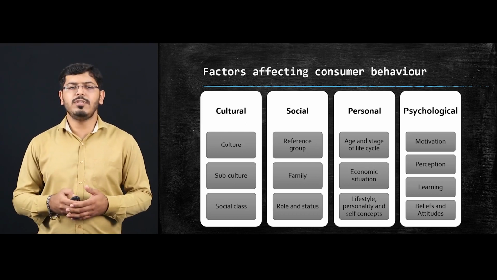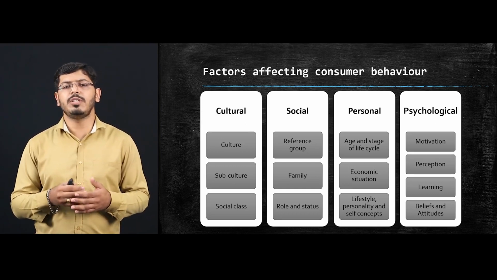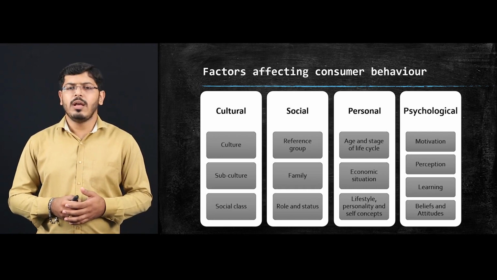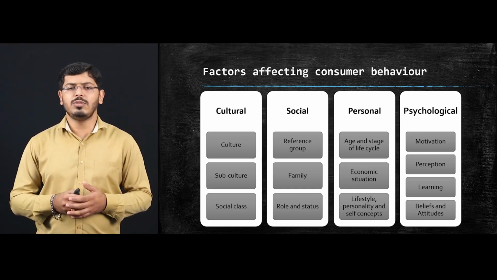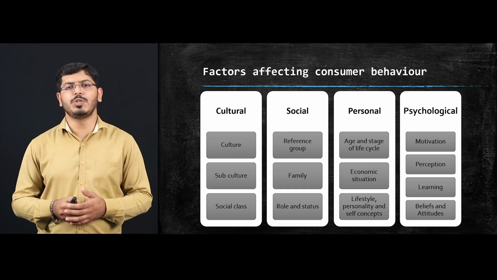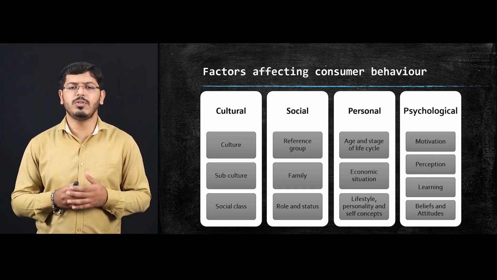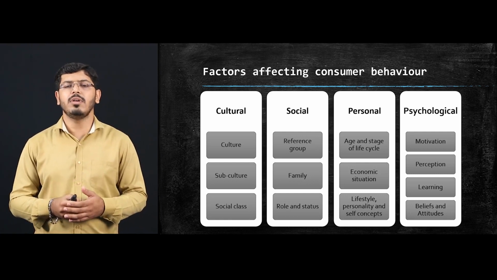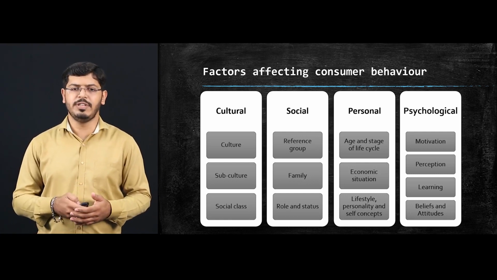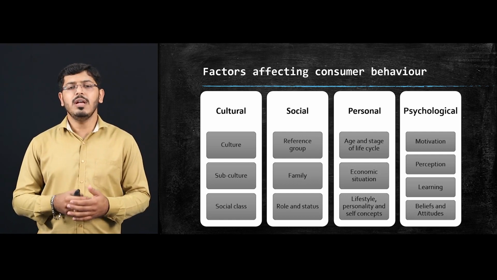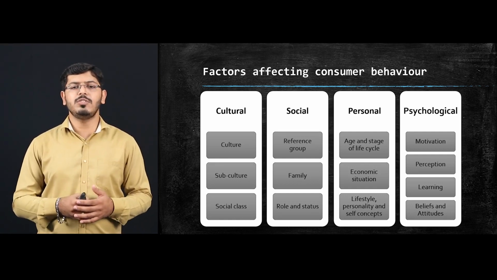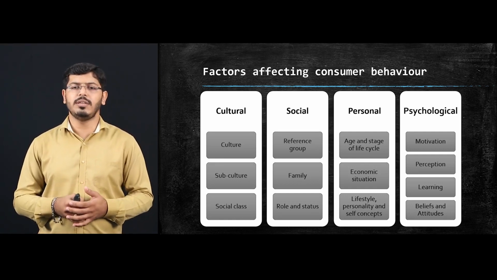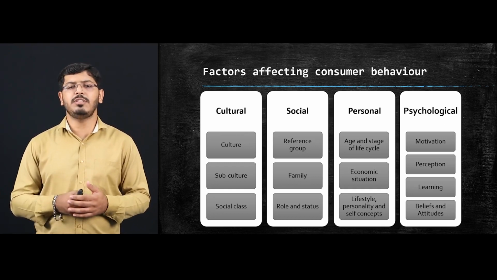People are also influenced by groups to which they do not belong. Aspirational groups are those the person hopes to join, and dissociative groups are those whose values or behavior an individual rejects. Family. The family is the most important consumer buying organization in society, and it has been researched extensively.